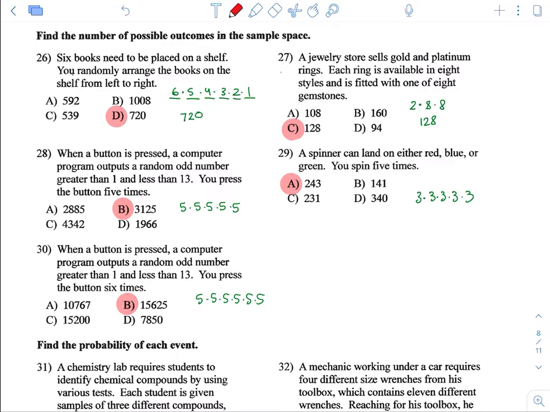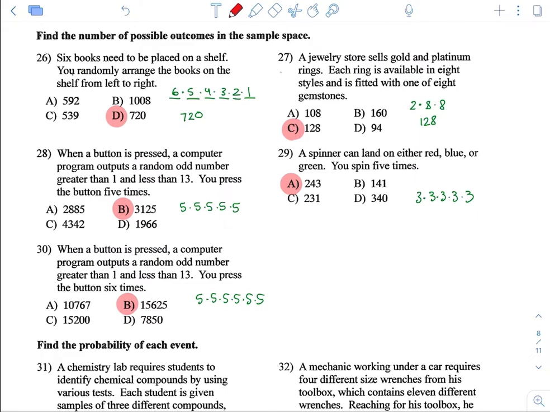Now for 27, it says a jewelry store sells gold and platinum rings. So gold and platinum, right? There's 2 types of that. Each ring is available in 8 styles, so there's 8 styles, right? And it's fitted with one of 8 gemstones. So combinationally, that's 2 times 8 times 8. So that's going to be 128.